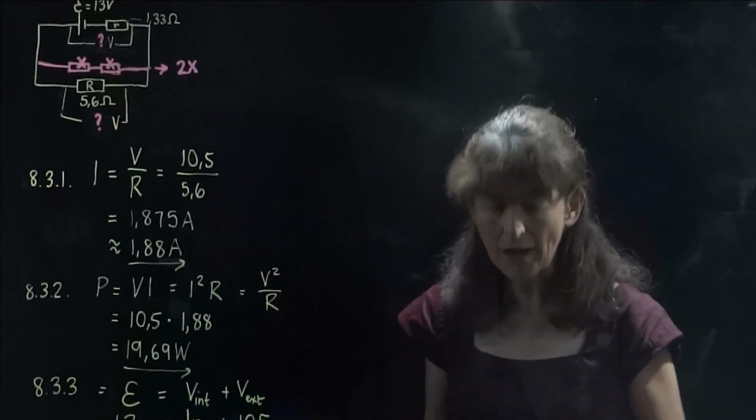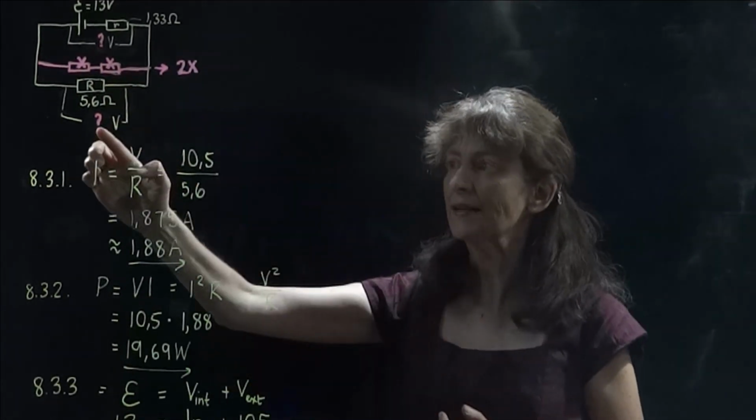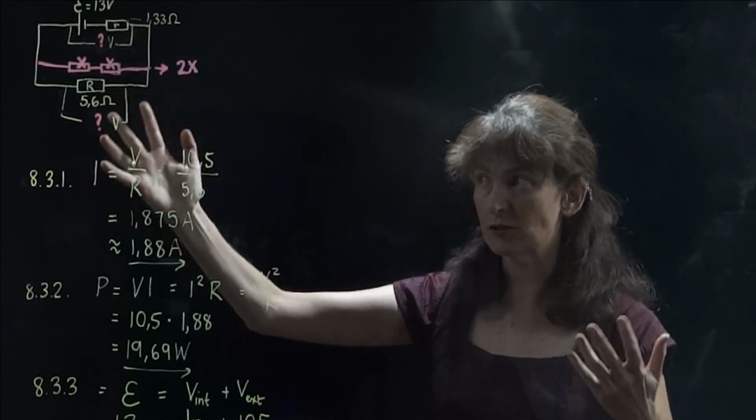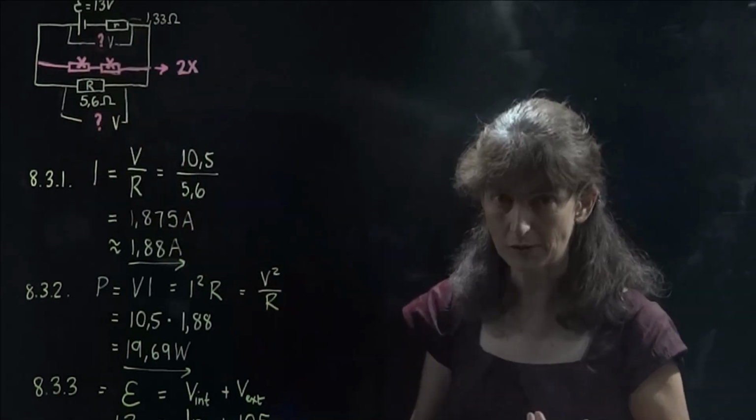Question 8.4 says that now we add a parallel branch consisting of two resistors of equal resistance called X. And what we have to answer is what is then going to happen to V external, the terminal potential difference or the potential difference across the circuit.